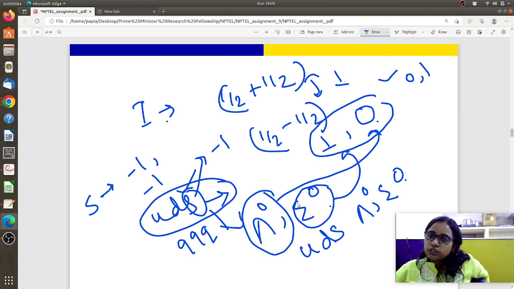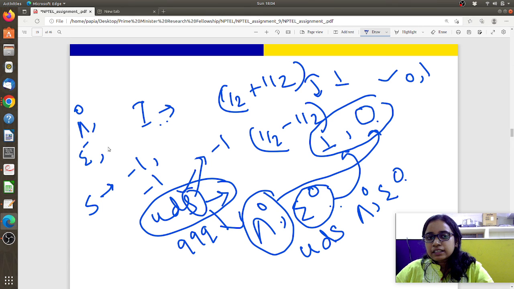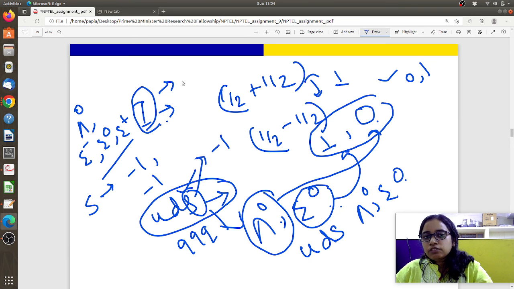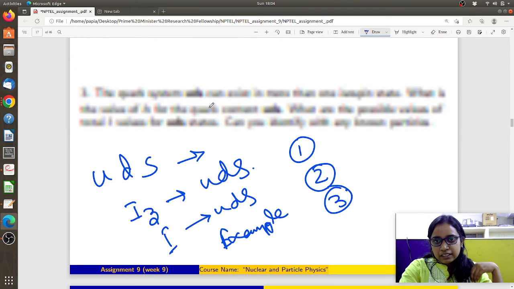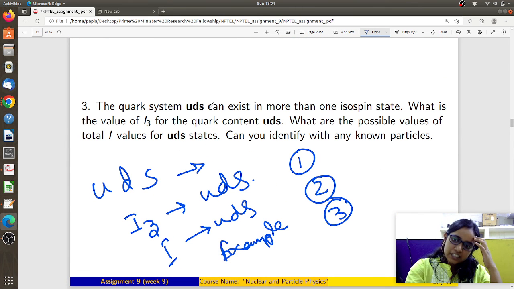So I equals 0 is lambda 0 and I equals 1 is sigma 0. Why? Because for lambda 0 only one member is there, and for sigma there are sigma minus, sigma 0, and sigma plus, so three members are there. That's why I equals 1 for sigma 0. Simple. So the UDS combination is applicable only for lambda 0 and sigma 0. That thing was there in that question. Do you understand that question?